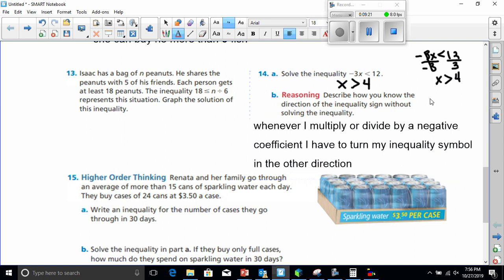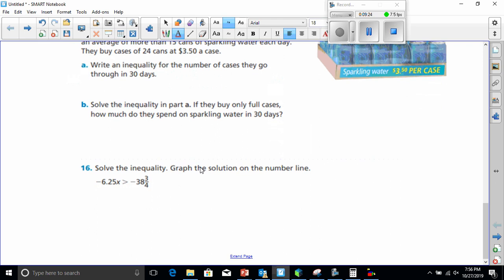All right. Let's go to number 16. Solve the inequality, then graph the solution on a number line. All right. If I solve this inequality, the first thing I have to realize is I'm going to be dealing with a decimal and a fraction. So I'm going to have to change one or the other. So maybe I'll do them both ways for you here. This right here can be turned into 6 and 1/4, so I could write negative 6 and 1/4 x is less than negative 38 and 3/4.